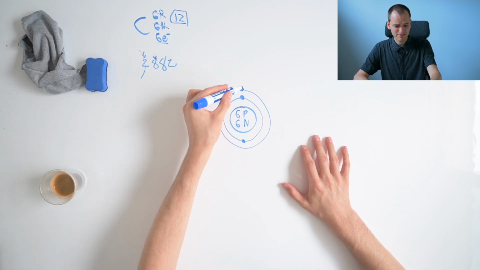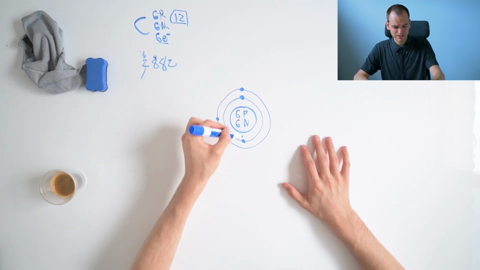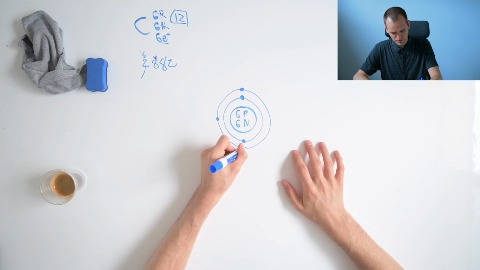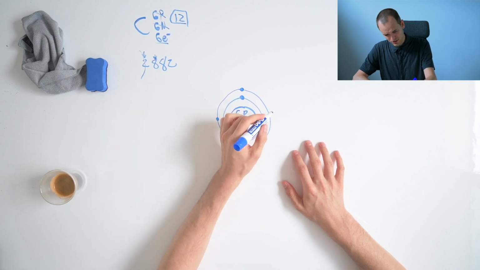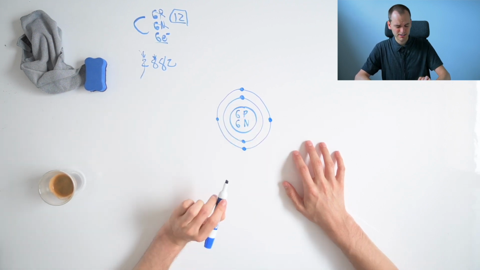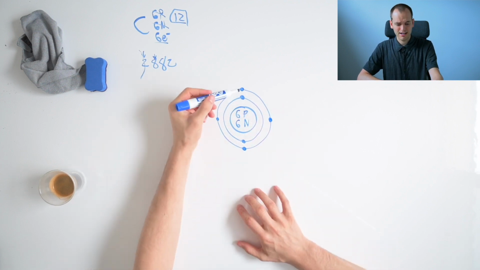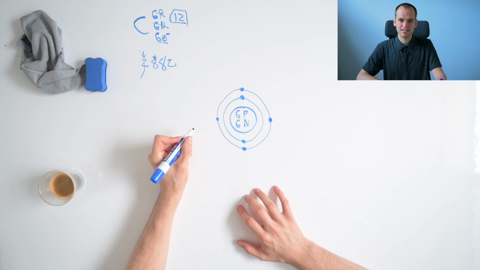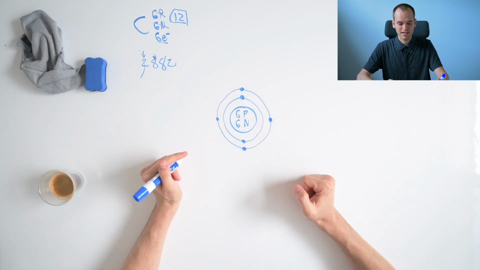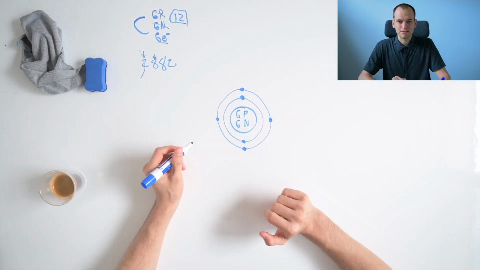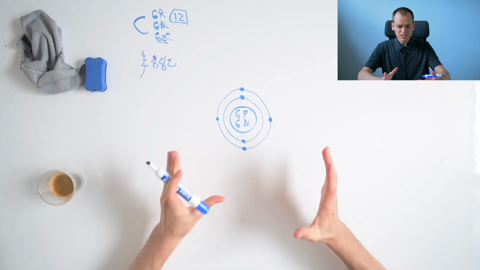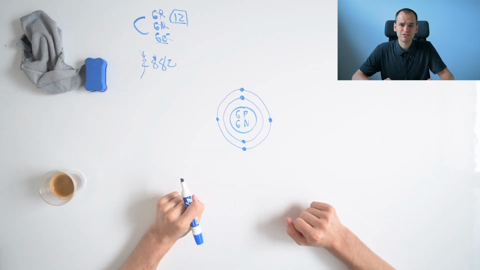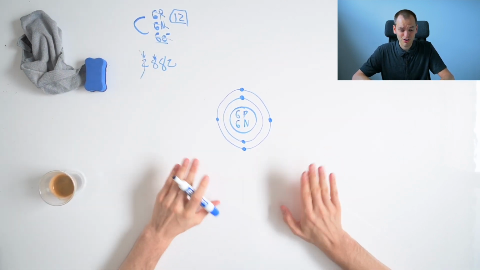So I now have 1, 2, 3, 4 electrons, so I still need 2 more. And there's one, and there's the other. So now I have 2 electrons in the first shell, 4 electrons in the outermost shell as drawn here. This adds up to a total of 6 electrons. So that is the Bohr-Rutherford diagram for carbon, and that is all you need.